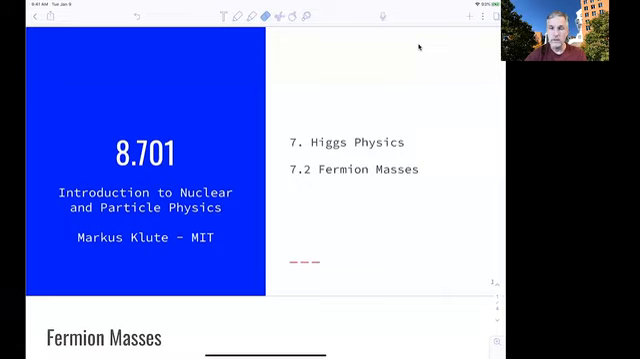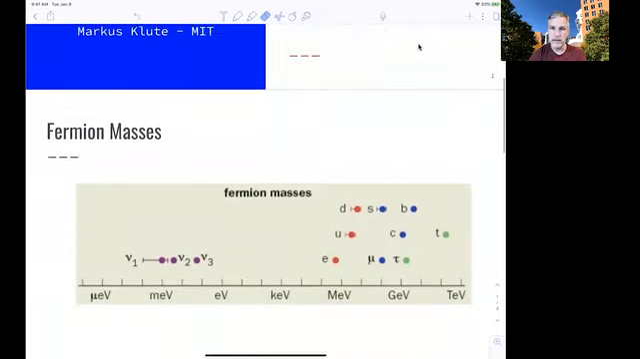Great. But we also have to find a solution for the fermions. We cannot simply add a fermion mass term to the Lagrangian. That would break the gauge invariance. So how do we do this? We do this in a very similar way, even easier. But before we look into how this is done, let's have a look at the masses themselves.